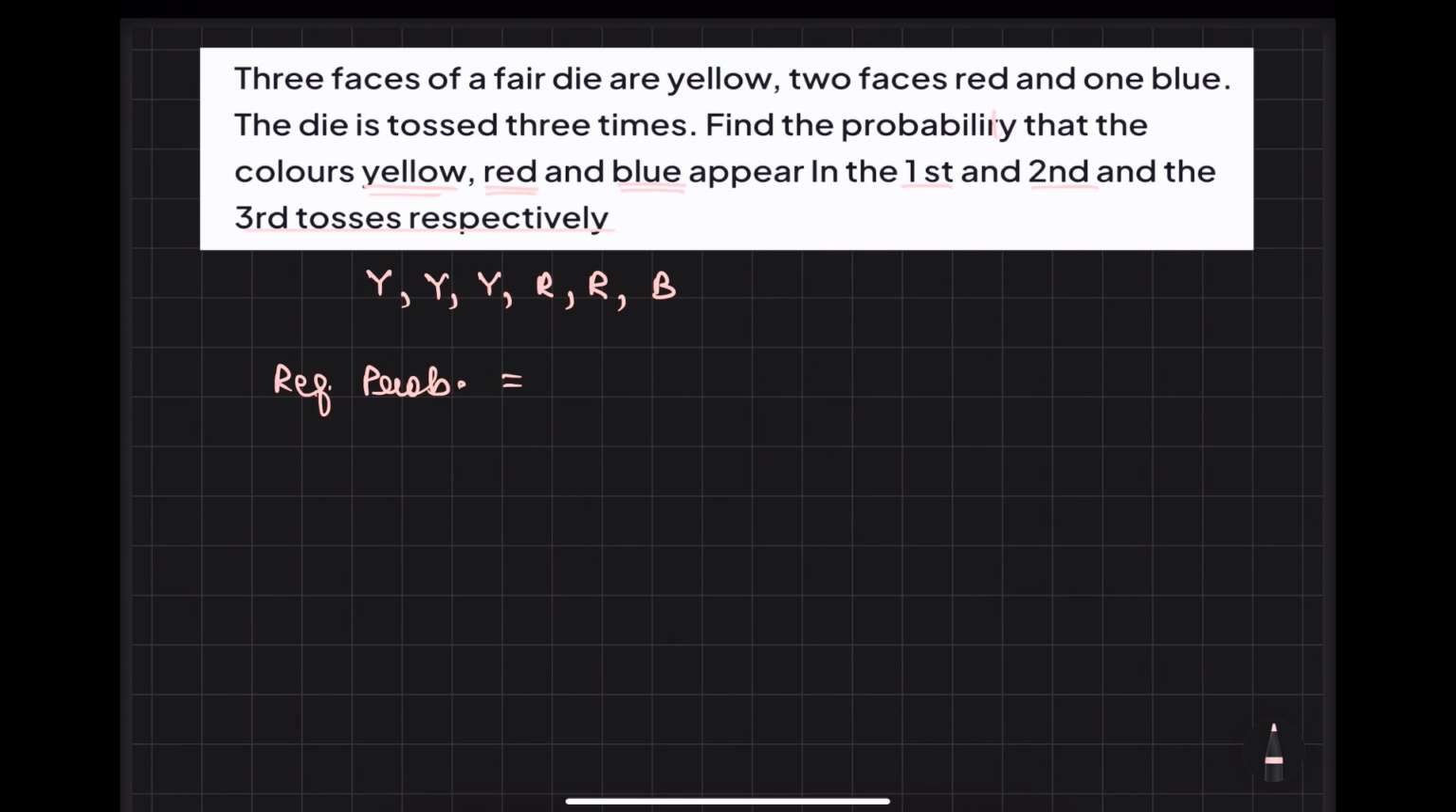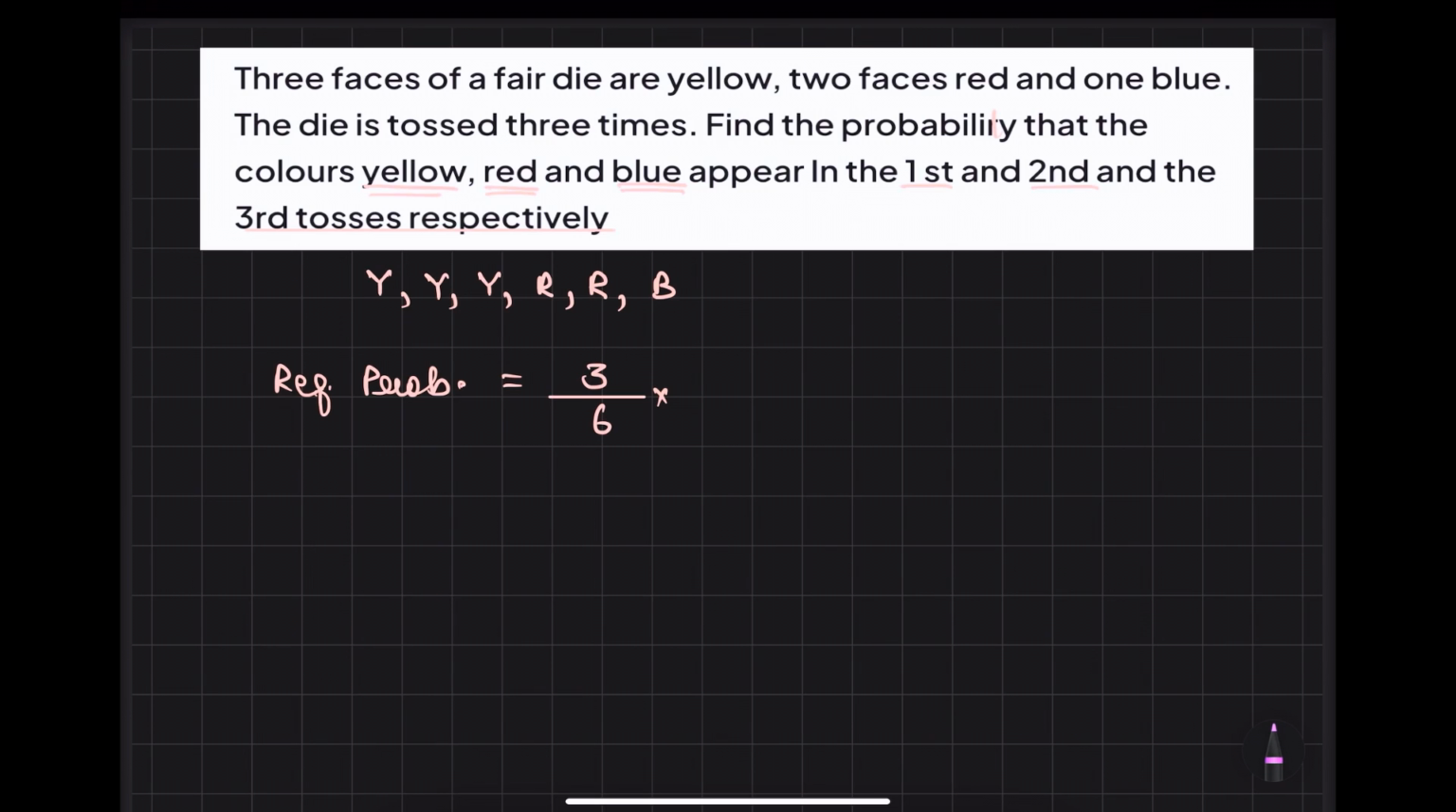So in the first toss, you should have yellow color. So altogether there exist 6 cases, out of which 3 are yellow. So the first case is in the first dice or first throw of a dice. Both are the same. Okay.